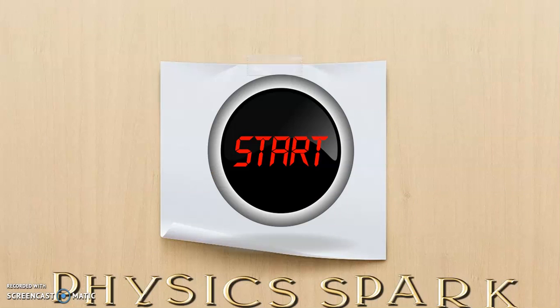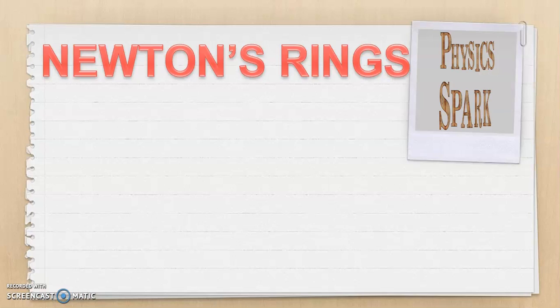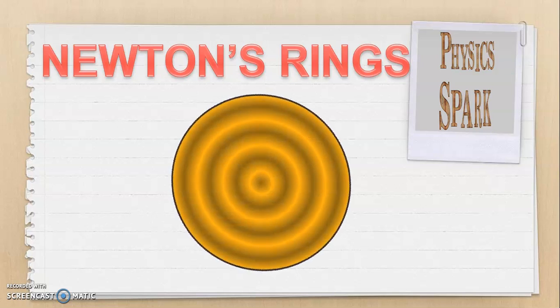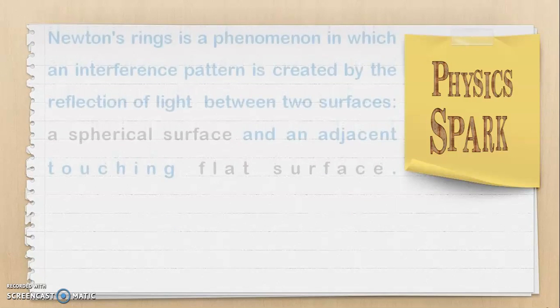So let's start today's video. Now today we will discuss Newton's rings. It is the most important topic basically for graduation and post-graduation students. Newton's rings look like circular rings with concentric circles. Now we will study the details.